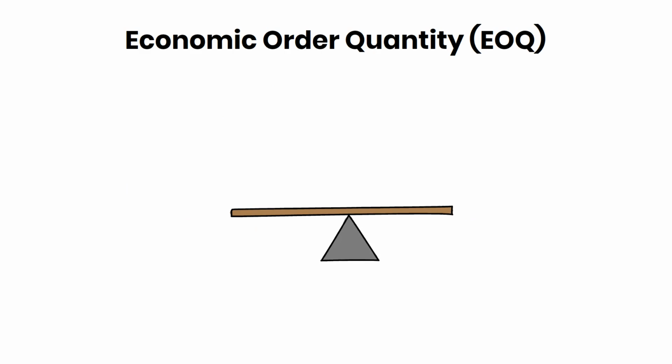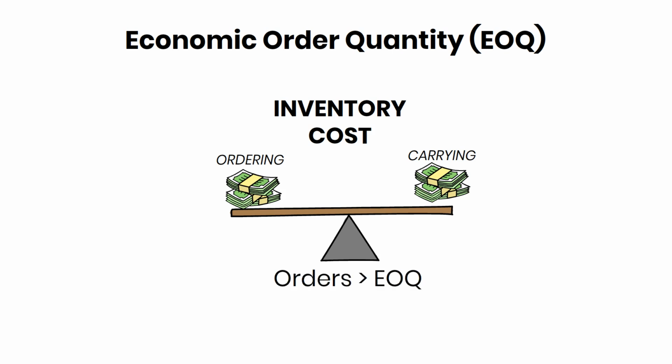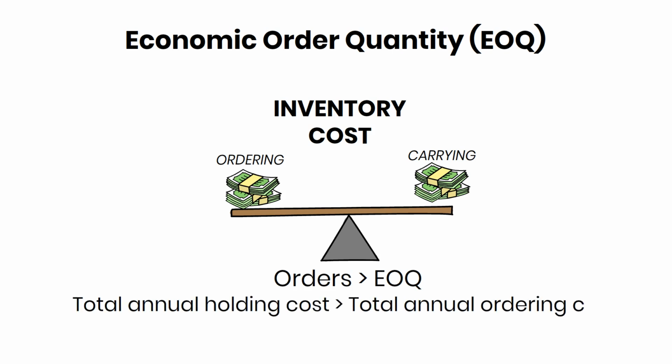The economic order quantity, EOQ, is a fundamental concept in inventory management. EOQ is the optimal order size that minimizes the total cost of inventory, which includes both holding costs and ordering costs. The EOQ formula is derived from the trade-off between these two types of costs. If the EOQ assumptions are met and a company orders more than the EOQ, the total annual holding cost will be greater than the total annual ordering cost. This imbalance leads to higher overall inventory costs.